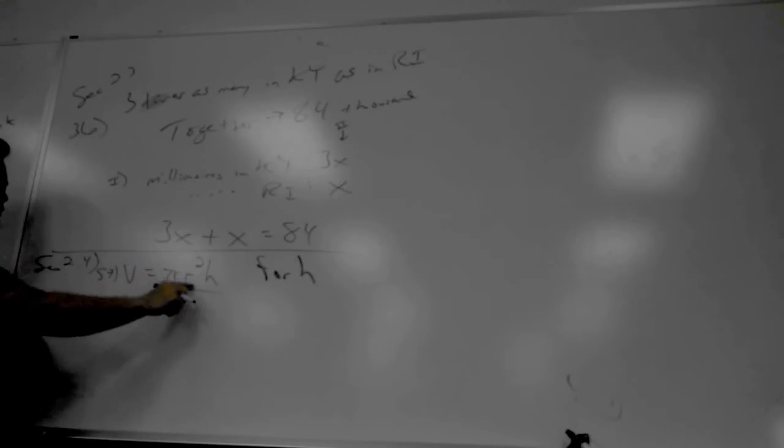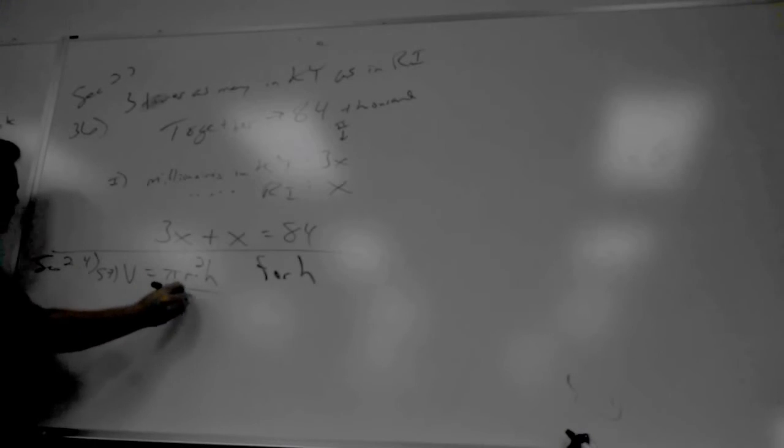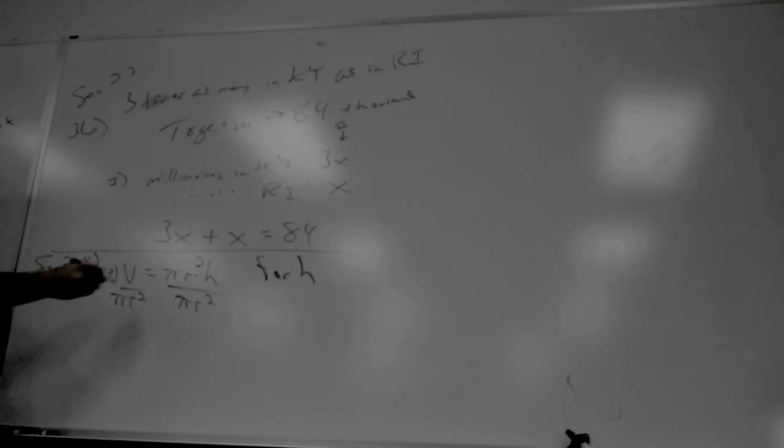So I don't want the pi r squared. It's multiplying by h, so I divide by pi r squared. And divide by the stuff I don't want. And see there? Bam, bam. Almost too easy to believe, right? I'm not saying that to make you feel bad if you didn't know. I want you to realize sometimes problems are hard because you think they're going to be hard.